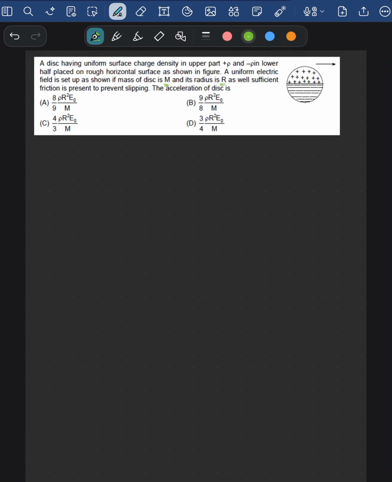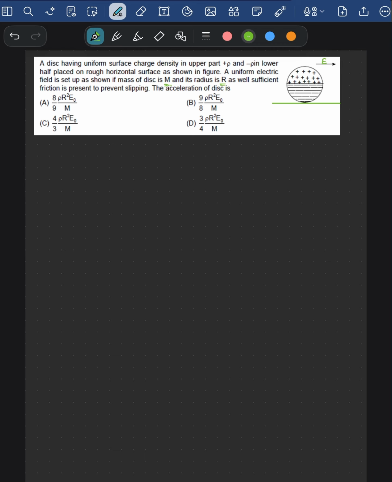Right? So let me draw the surface as well. Okay, so this is a rough surface. You have a uniform electric field being set up. So this is your direction of electric field, it's towards right, as shown in figure. And mass of the disk is given, radius of the disk is given, right? And friction is sufficient to prevent slipping.